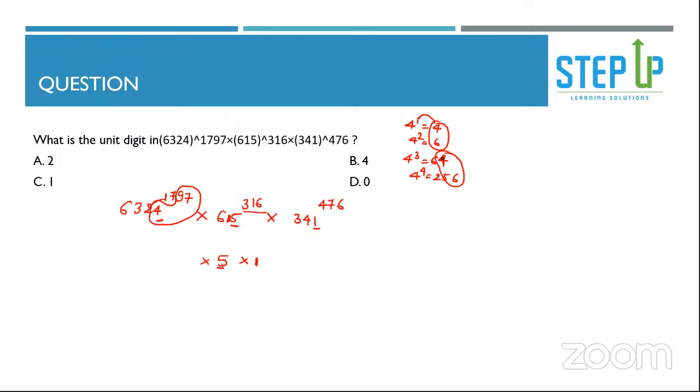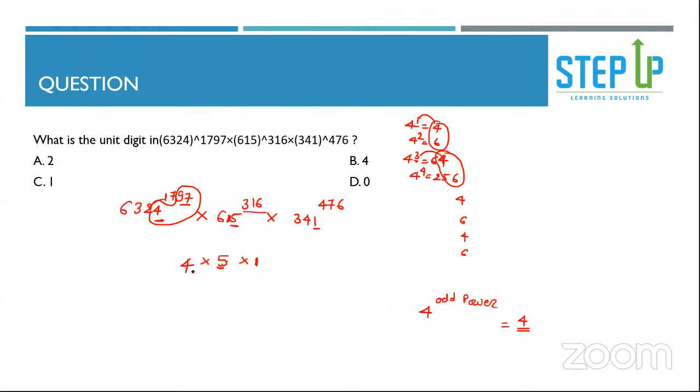Can I say every time if it is odd, it will always be 4? 4, 6, 4, 6, 4, 6. Right? So 4 to any odd power, I repeat, 4 to any odd power is equal to what? It is 4 itself. So you just have to take this 4.